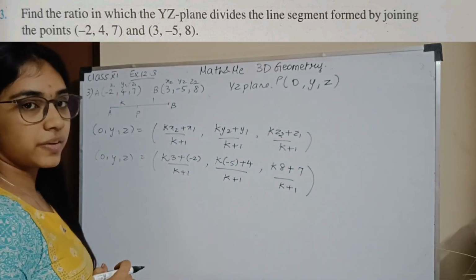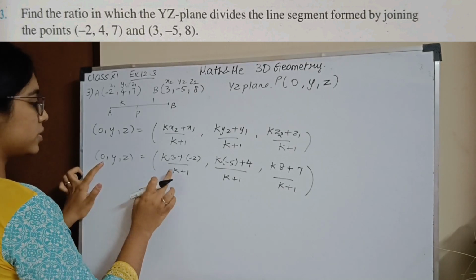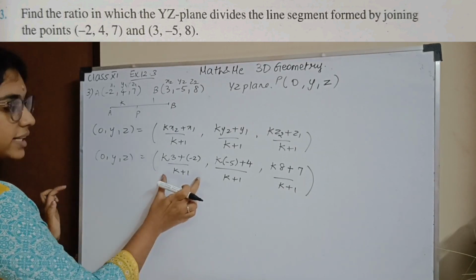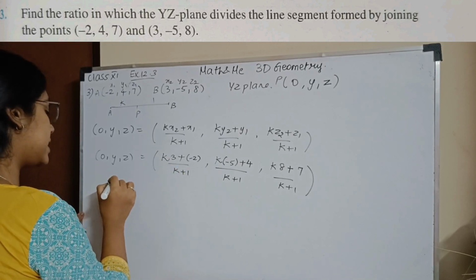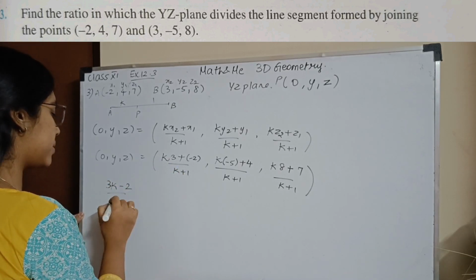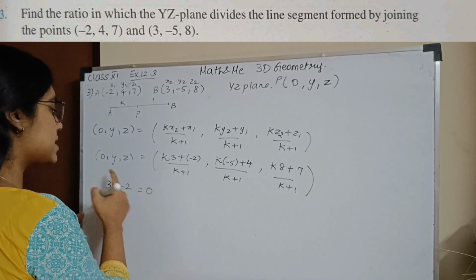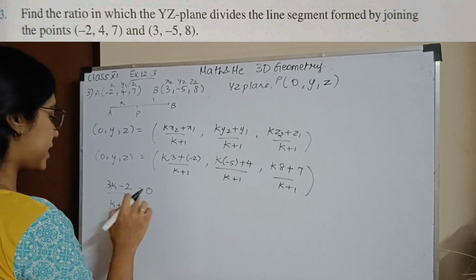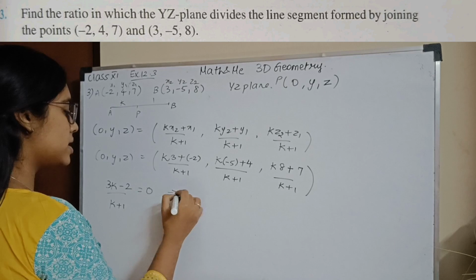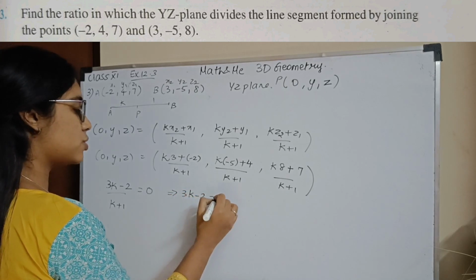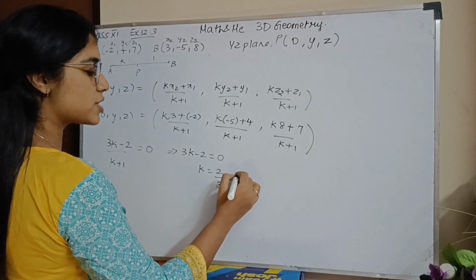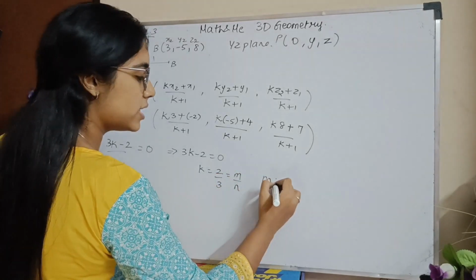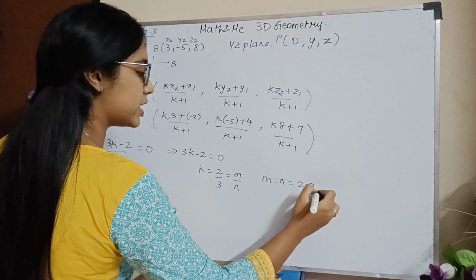So what can I equate to find the value of k? 0 x coordinate la irukku. In that I have a x coordinate. So I can equate the x coordinates. So I'll have 3k minus 2 divided by k plus 1 equals 0. It is easy to solve. So when I cross multiply, this becomes 0. So I'll have 3k minus 2 equals 0. So k equals 2 divided by 3, which is m divided by n. So ratio enna? M is to n is 2 is to 3. Okay.